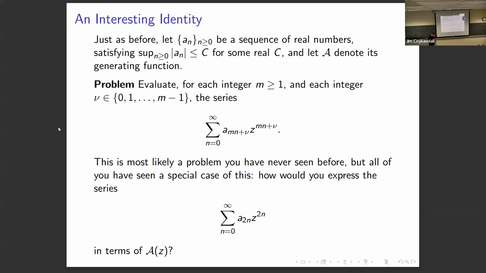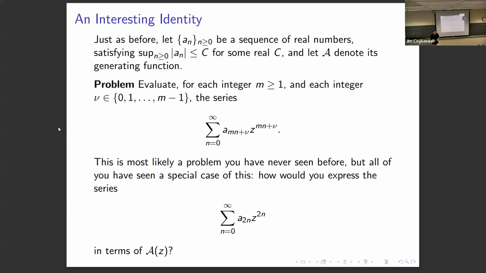Right, now I'm going to shift gears for a minute and consider another type of problem that on the surface probably looks a little bit artificial, but there's a real reason why you'd actually be interested in problems like this. So the problem is the following. Again, we've got a sequence of numbers, you can assume they're real, they could be complex, but it doesn't matter. We're going to assume that the supremum of the absolute values is less than or equal to c, some constant c, i.e. the numbers are bounded, again. And script A is going to denote the generating function. And what we want to do is evaluate the following series.